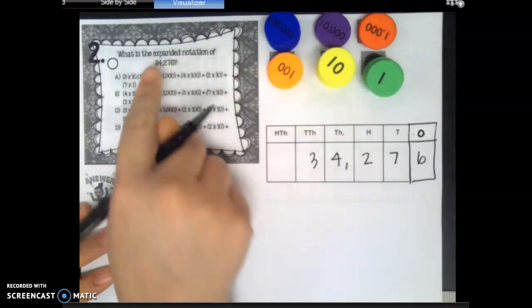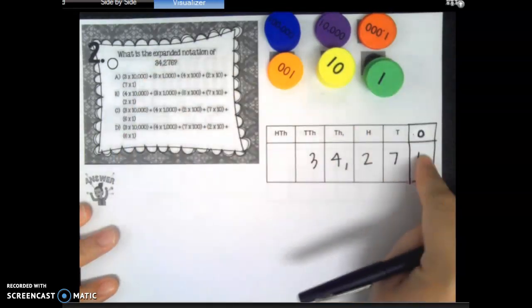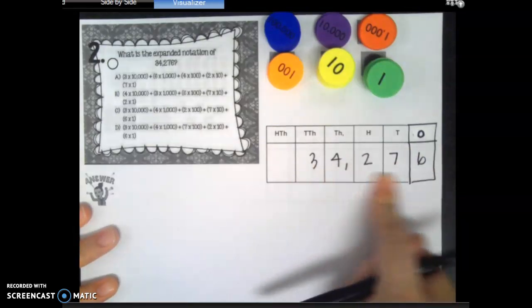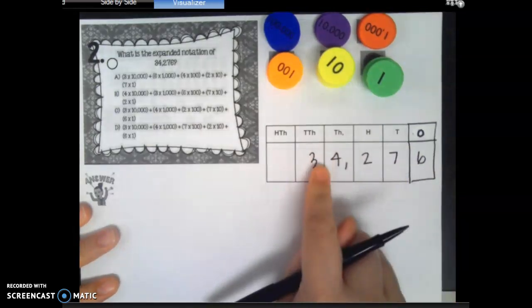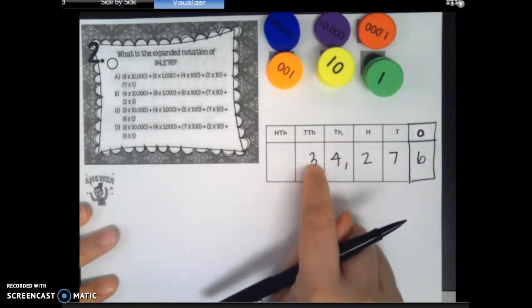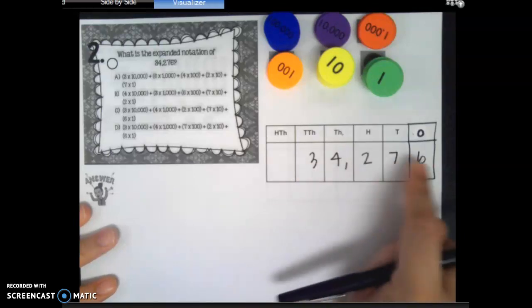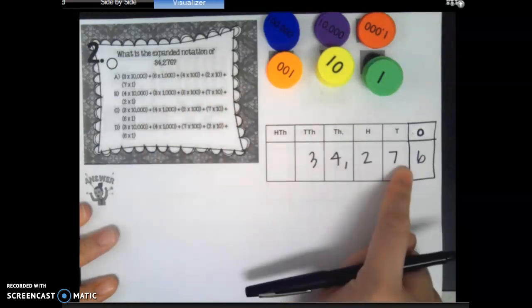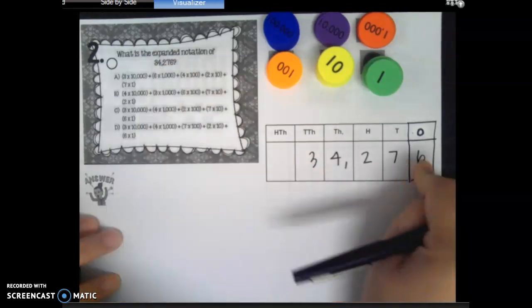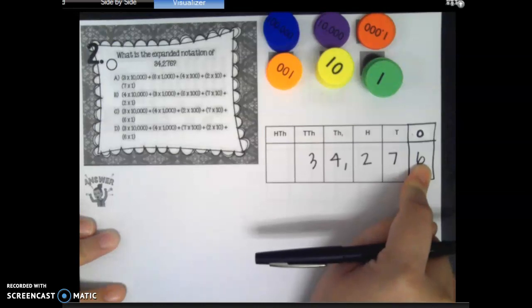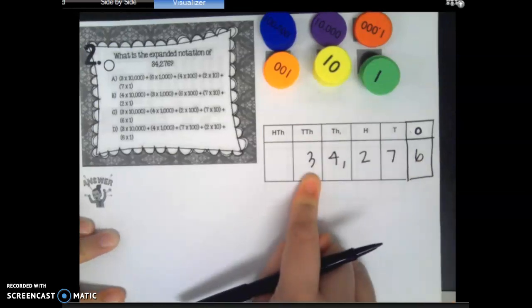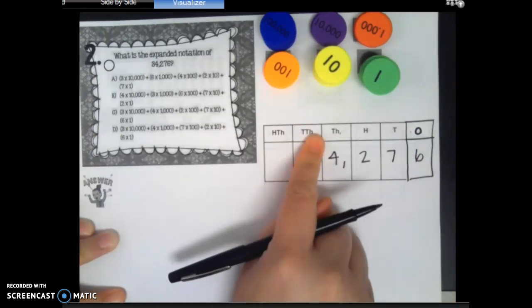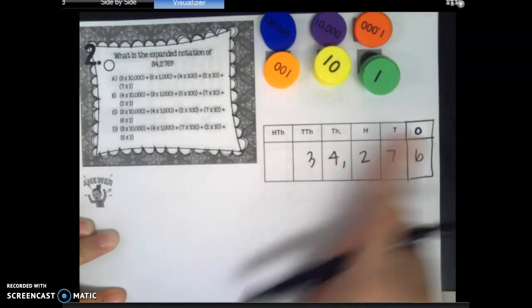34,276. I only have 5 digits, so 1, 2, 3, 4, 5. That is where your place value is going to start, is your 10,000s. So if you're not sure about where to plug in your number, remember, always count back from your ones place value or start plugging your number in from your ones. That also works. Okay, so let's work this out. This is our 100,000s, 10,000s, thousands, hundreds, tens, and ones.